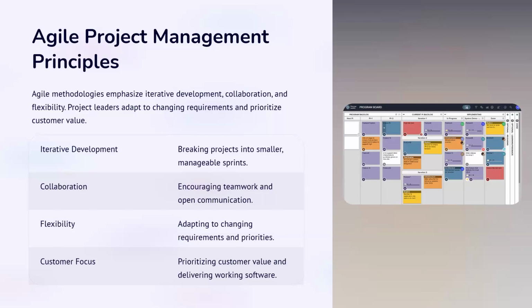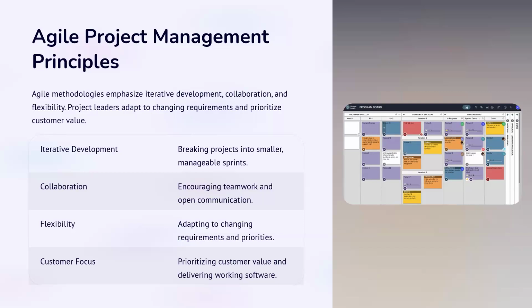So when it comes to iterative development, it means breaking the projects into smaller and manageable sprints. These smaller projects are called sprints. Collaboration, encouraging teamwork and open communication. Third principle is flexibility, that is adapting to changes, requirements, and priorities. And the fourth principle is customer focus, prioritizing customer value and delivering working software.